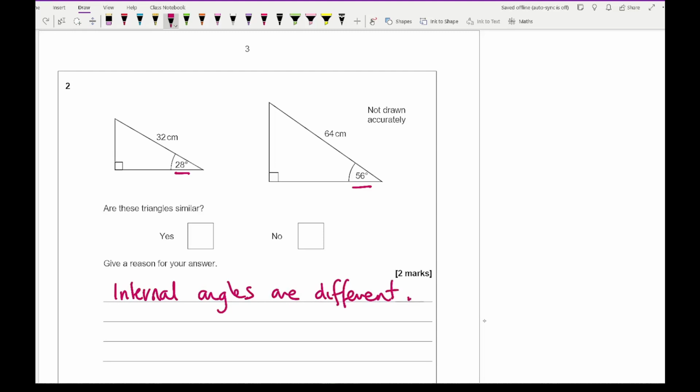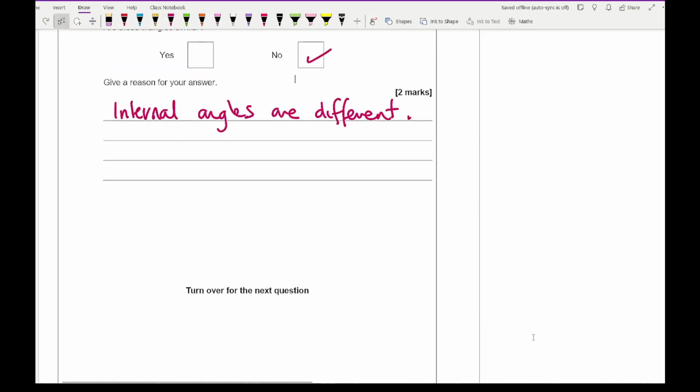And again, if I wanted to, I could work out what this angle here is. So it's going to be 180 minus 90 minus 56, which is 34. And this angle here is going to be 180 minus 90 minus 28, which is 62. So the internal angles are different.